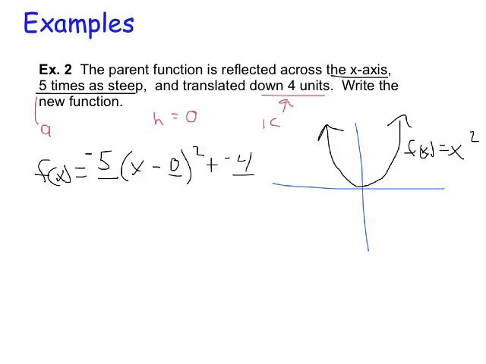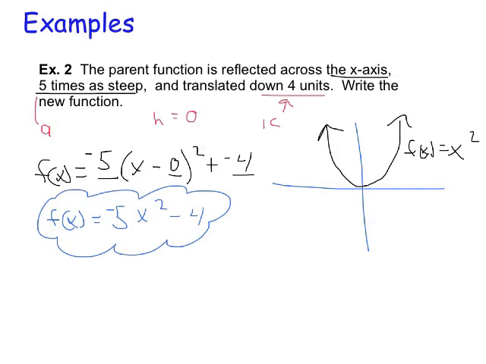Now, let's clean this up a bit. So if we clean this up again, I see f of x is going to be equal to negative 5x squared, and then a plus and a minus make a minus, so it's minus 4. And that's what it will look like as far as the standard form for a parabola in vertex form.